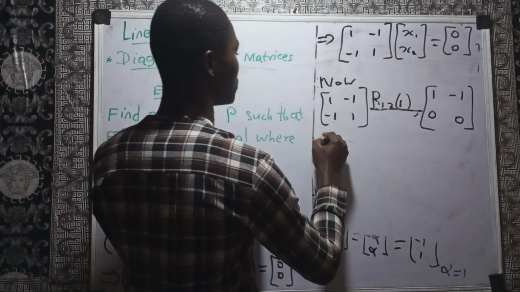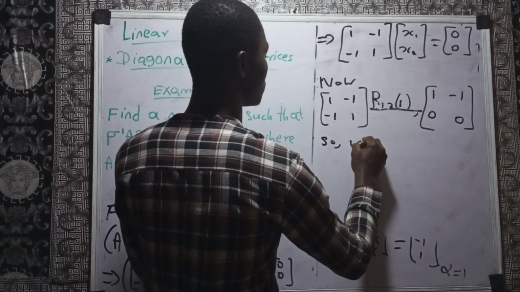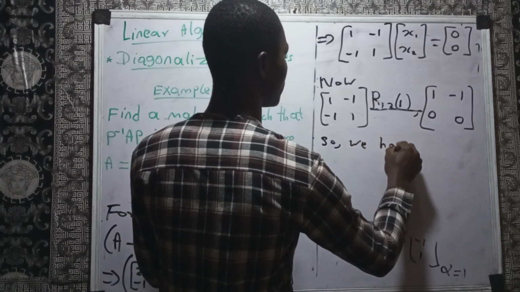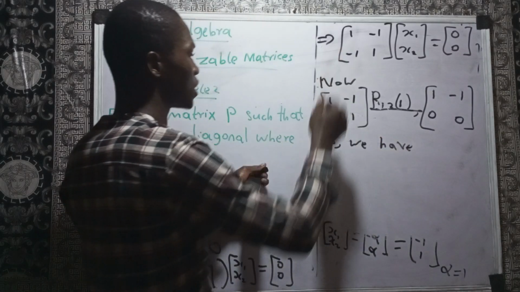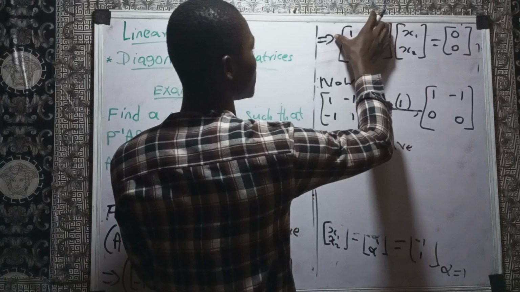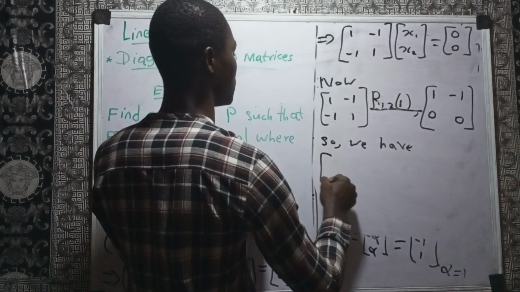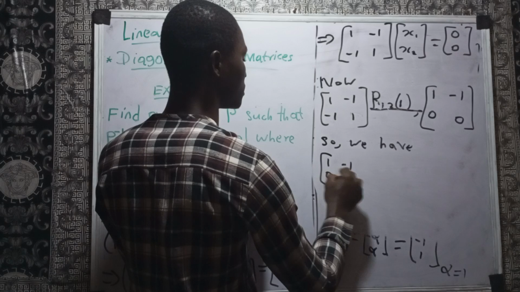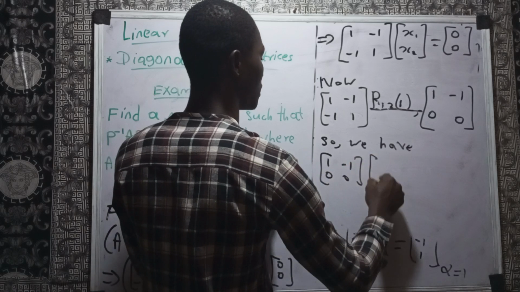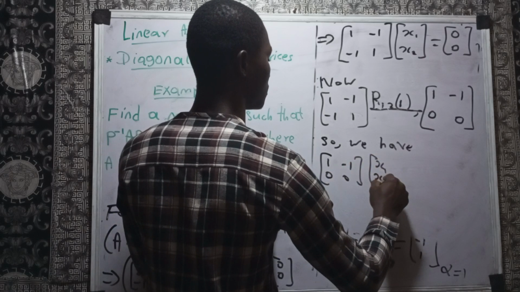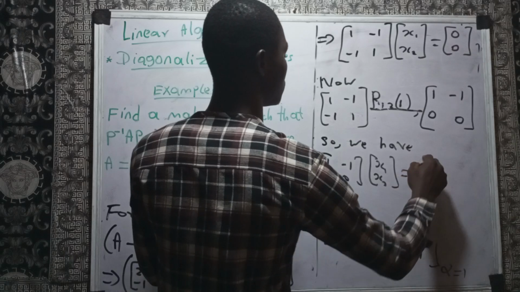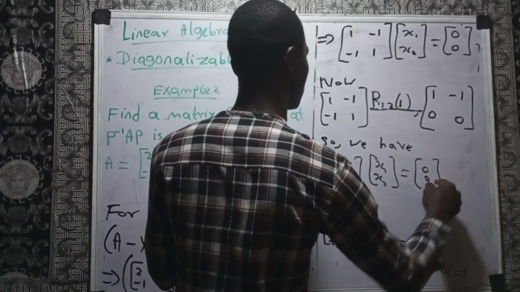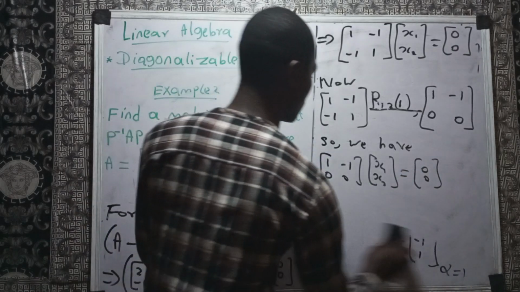So now we replace this matrix with this reduced matrix in the equation, then we'll have our column vector. So this is basically what we have.